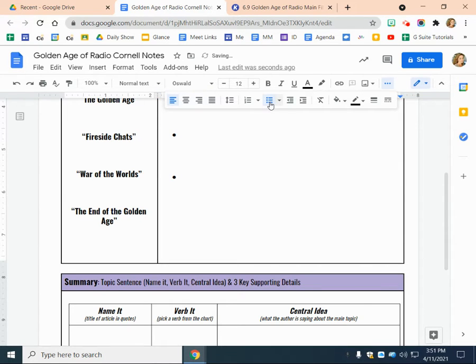Let me put my bullet back. Oops, I'm having trouble with my... Okay, you get the idea. So you add those two bullets, when it happened and why it happened, and then come back for our final section.